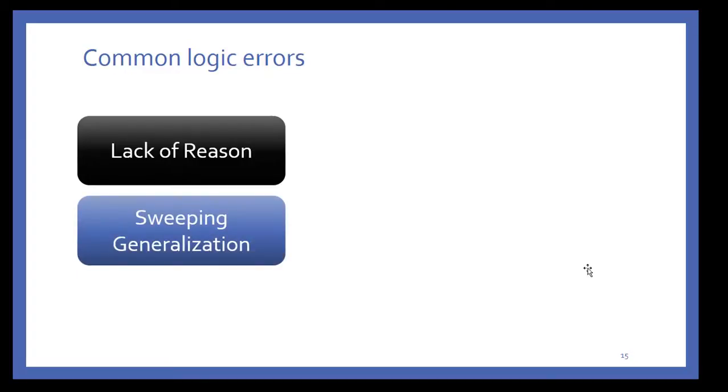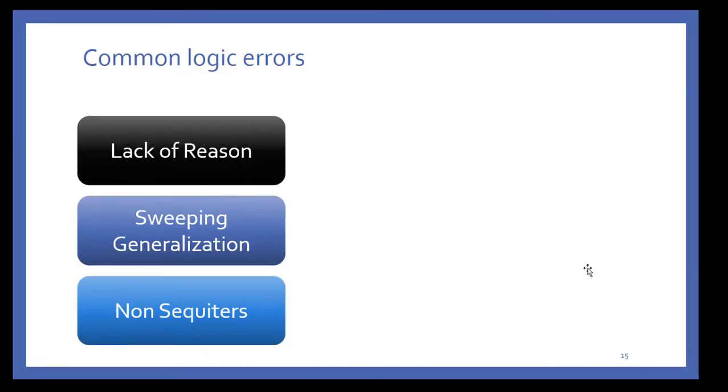Another logic error is a sweeping generalization. These are statements that are too broad or all-inclusive to be supported and leave no room for exceptions. An example of that would be, management is never concerned about employees. Well, that's just not true, because there are companies where the managers really do care for their employees.